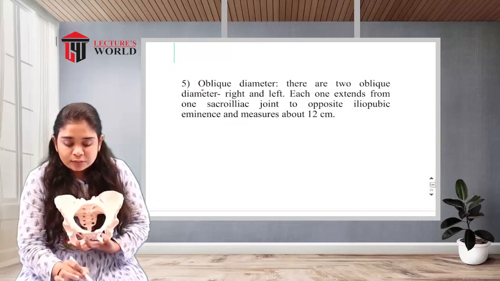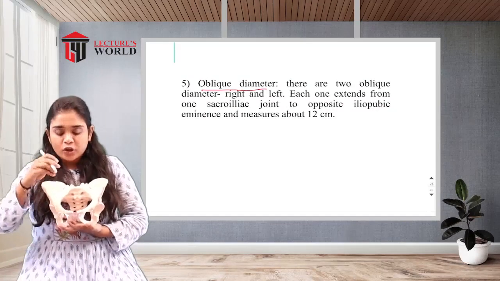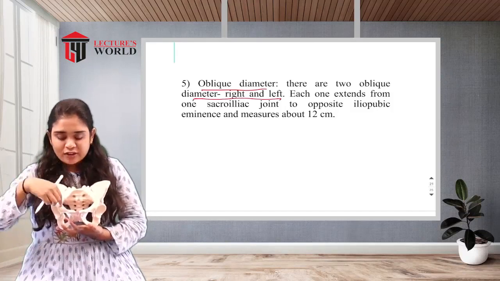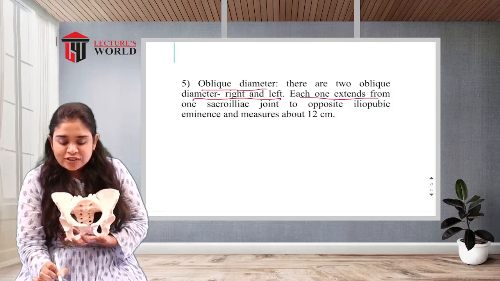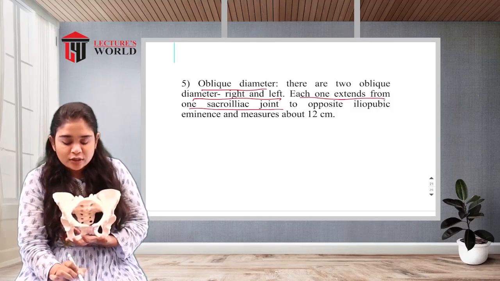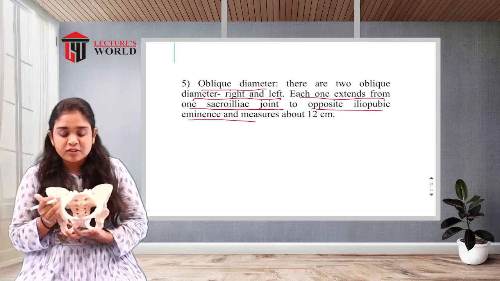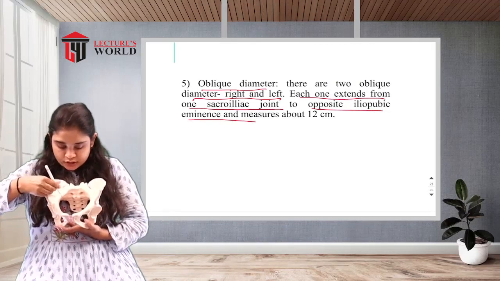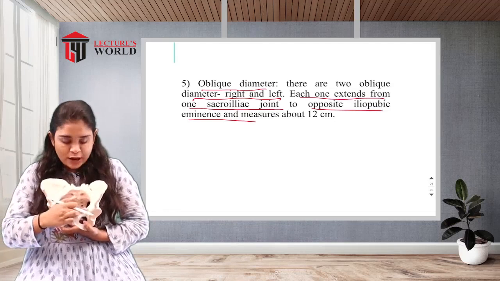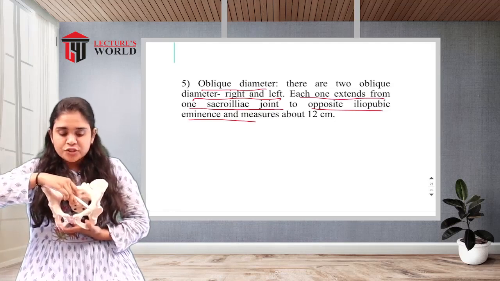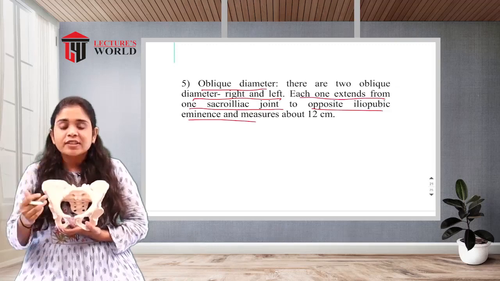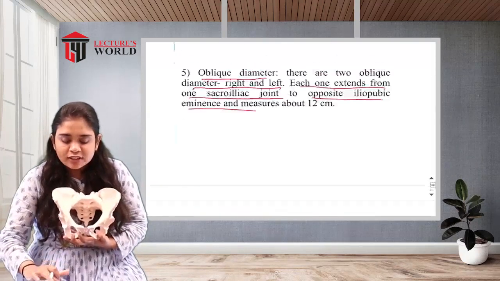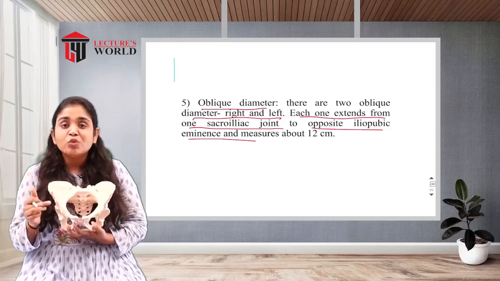So this was about the transverse diameter of the inlet. Now we'll be talking about the oblique diameter. So there are 2 oblique diameters. The oblique diameter will be like this, right? So it is right and left. So 2 oblique diameters, one right and one left. Each one extends from the sacro-iliac joint to the opposite iliopubic eminence. So where is it starting? We have to take the sacro-iliac joint, from here to the iliopubic eminence. So the eminence part, like this. So that is known as the oblique diameter of the inlet. So that measures about 12 centimeter. So till now we have talked about all the diameters of the inlet only. Now we'll be moving to the cavity.